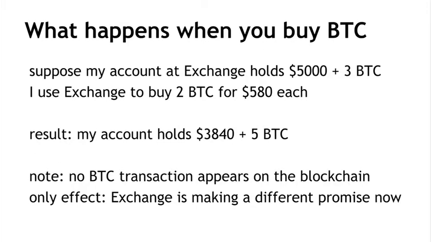Now I have 5 Bitcoins instead of 3, and I also have $3,840. That's my 5,000 initial dollars minus $580 each times 2 Bitcoins. That's 3,840. So now that's what's in my account. But the important thing to note here is that when this transaction happened involving me and another customer of the same exchange, no transaction actually happened on the Bitcoin blockchain.